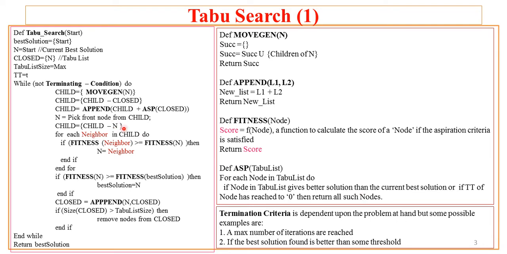search algorithm. Now the termination criteria depend upon the problem at hand, as we have already seen, and some of the possible terminating criteria are that if a maximum number of iterations is reached, then stop iterating, or if a best solution is found which is better than the current one and which meets a certain threshold value, then also one can stop. Hope that you have understood this taboo search.